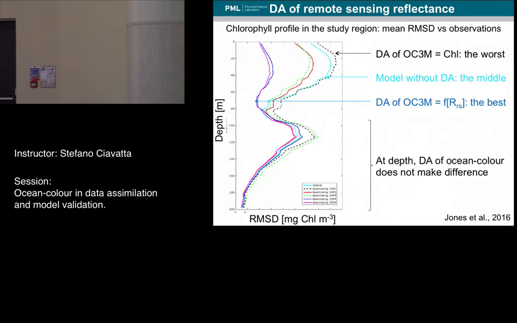We can see this problem even better on this figure, which is the profile of the root mean square deviation of those comparisons averaged over time and shown as a function of the depth. So root mean square deviation at depth for different setups of the assimilation system. The assimilation of OC3M as if it was chlorophyll is the worst because the root mean square error is the highest. The model without data assimilation was not that different, while the assimilation of OC3M as a function of many compounds is the best one, the one with the lowest root mean square deviation, you see. We will notice also that all the outputs are quite similar at depth higher than 100.